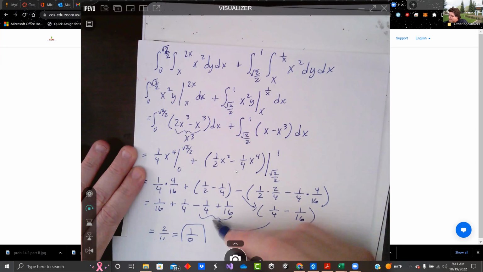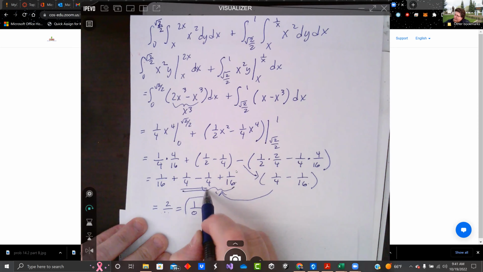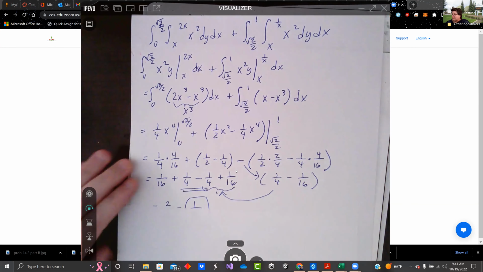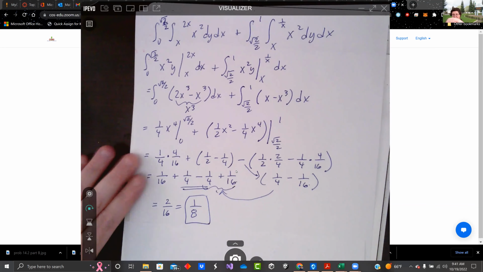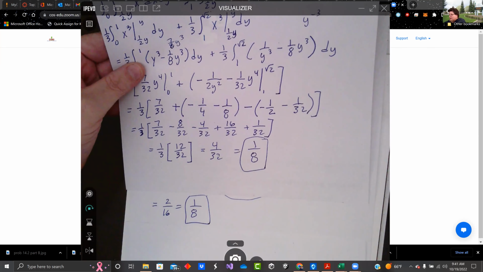This is brought over here by changing the signs of these: minus 1/4 and plus 1/16. These two clearly cancel out. I got 1/16 plus 1/16, which is 2/16, which is 1/8. And that's what we got on the other one. So we got 1/8 both ways.